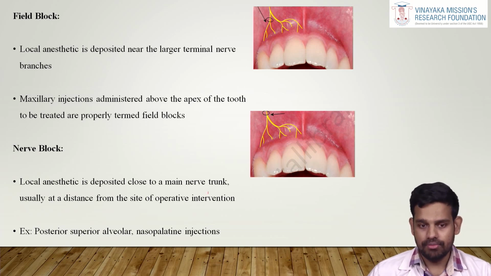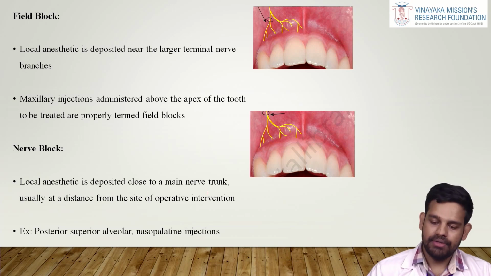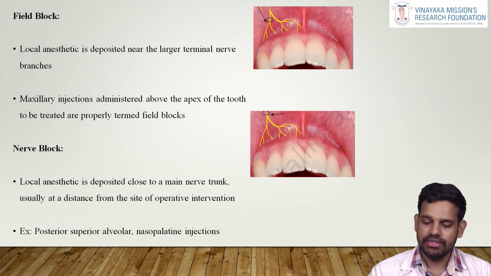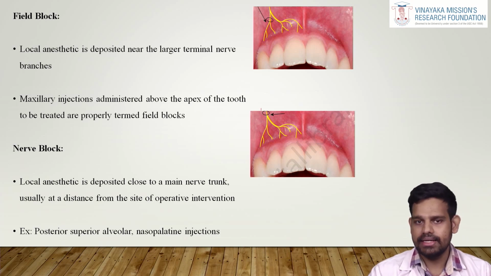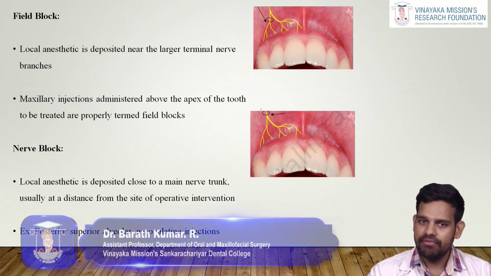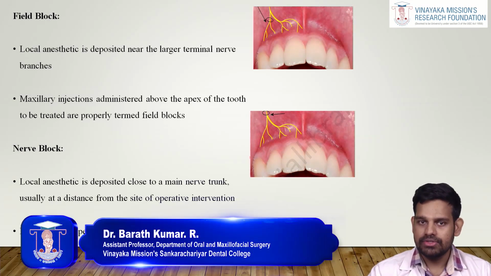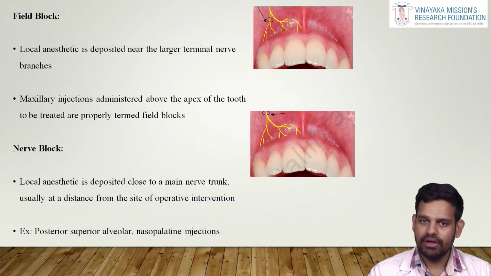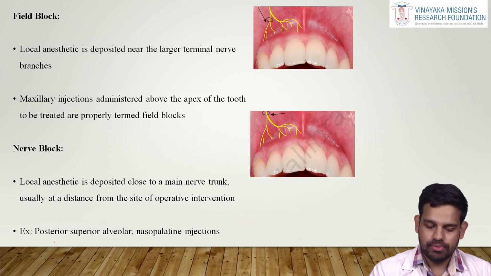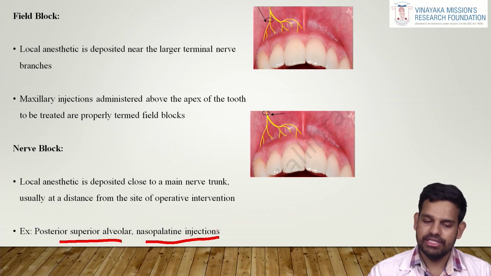Now coming to nerve block, local anesthetic solution deposited close to the main nerve trunk, usually at a distance from the site of operative intervention. For example, we are going to extract the central incisor and we are administering the LA into the infraorbital foramen or into the nasopalatine canal, which is far away from the site of interest. So this is termed as the nerve block. Here we are anesthetizing the main nerve itself. For example, posterior superior alveolar nerve and nasopalatine injections.